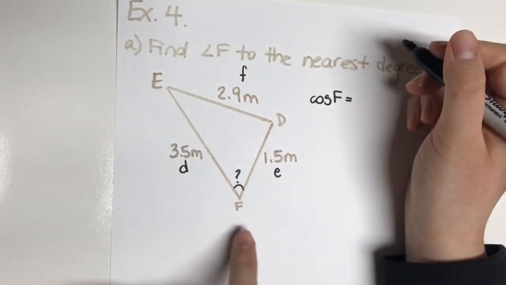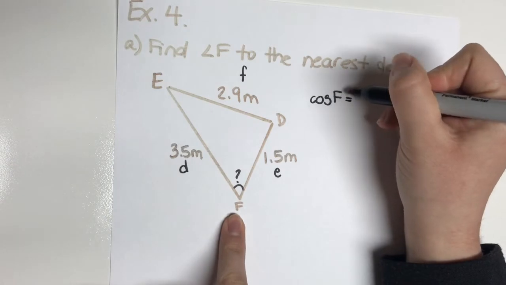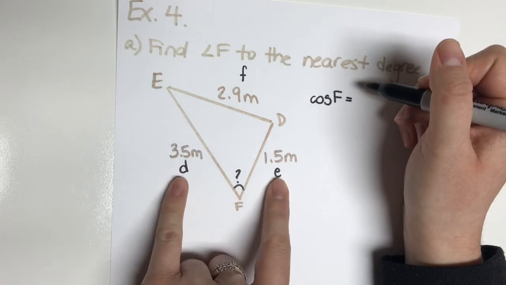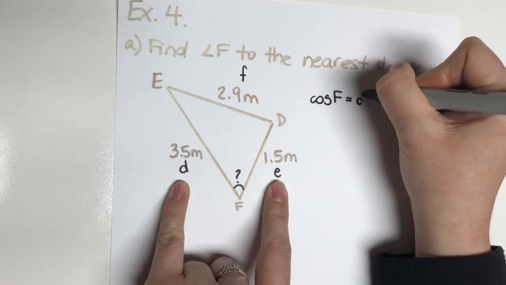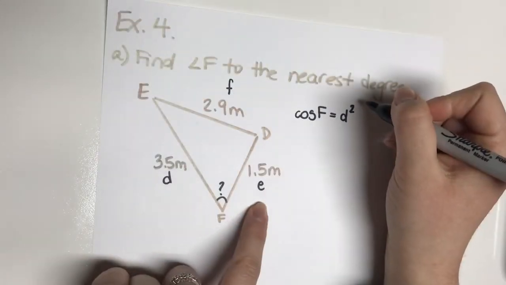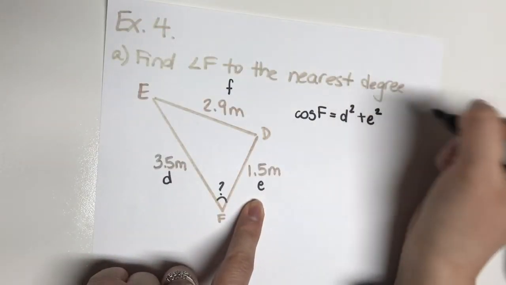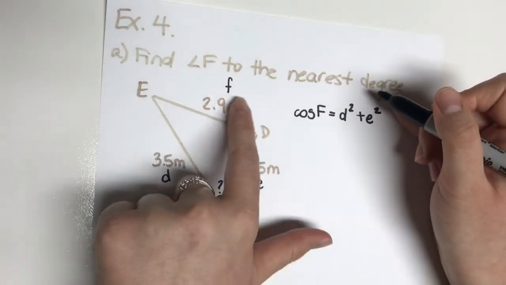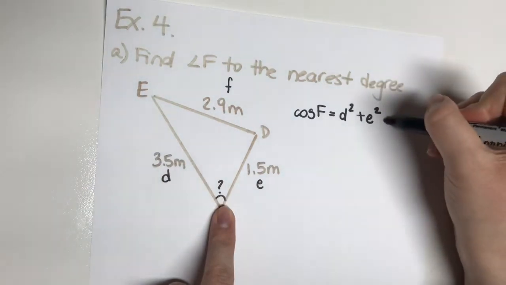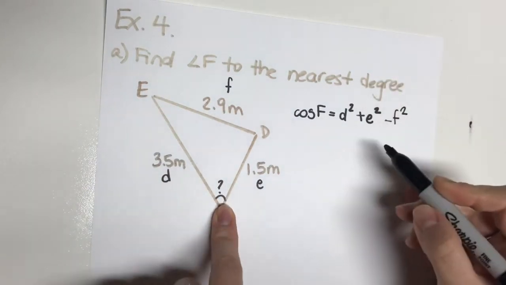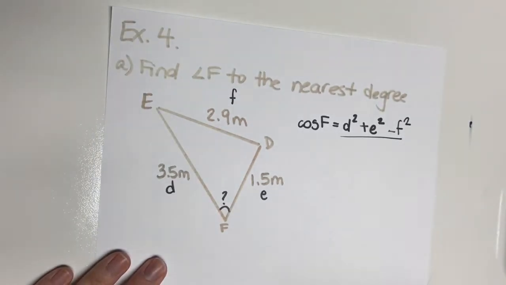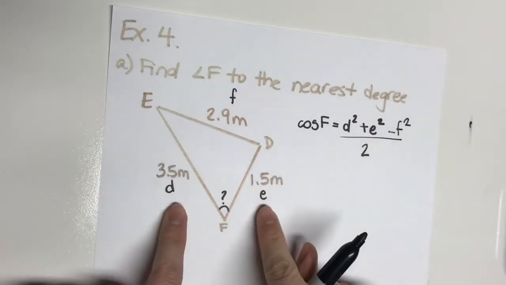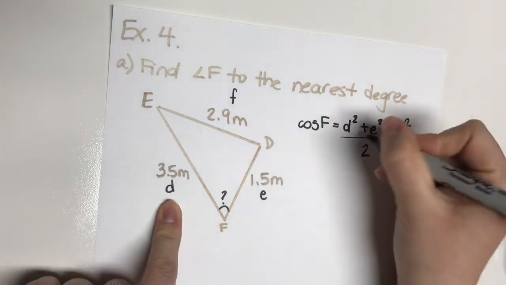So if I'm looking for angle F, the first two variables in my formula are going to be the other two sides that I have. So D squared, and then I'm going to add the other one plus E squared. And then I'm going to subtract the side opposite of the angle that I'm looking for, and divide it by 2 times the sides that are not opposite of the angle I'm looking for.